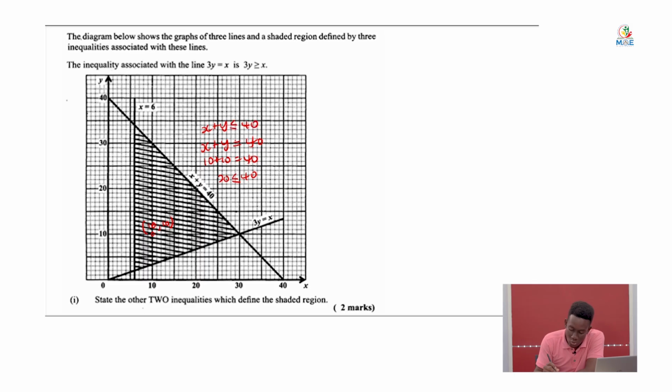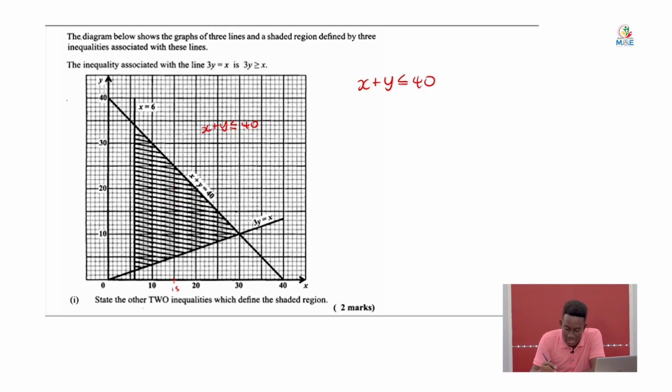To double check this, we can choose another point. Let's choose this point here. The coordinates for that point would be 15, 20. So x plus y is 15 plus 20, which is 35, and that is less than or equal to 40. So that is true. Our inequality is x plus y is less than or equal to 40, that is one. I'll write that here.